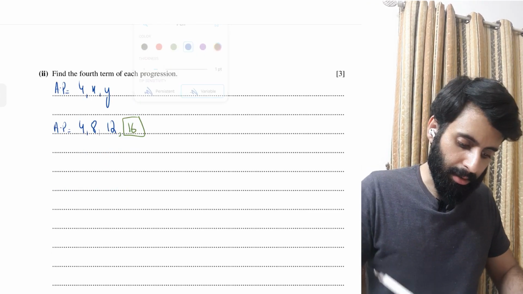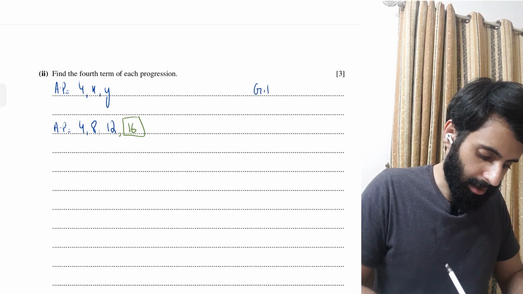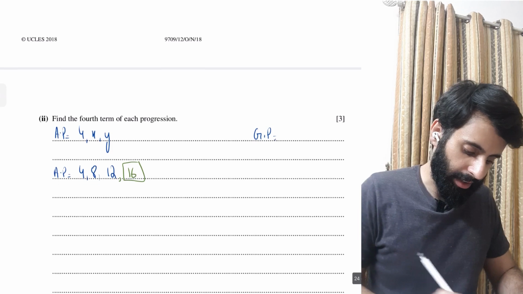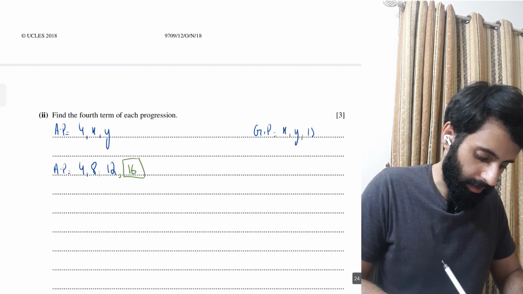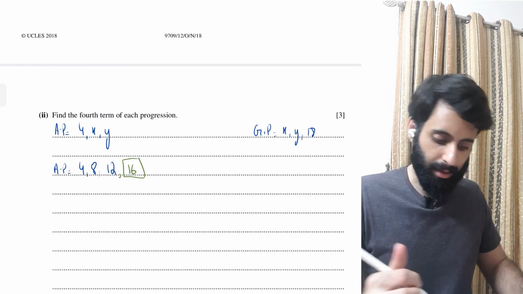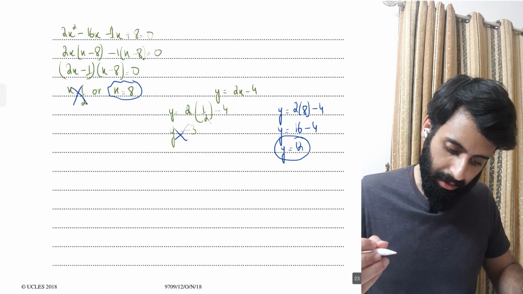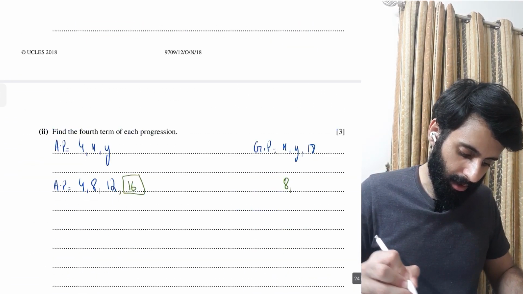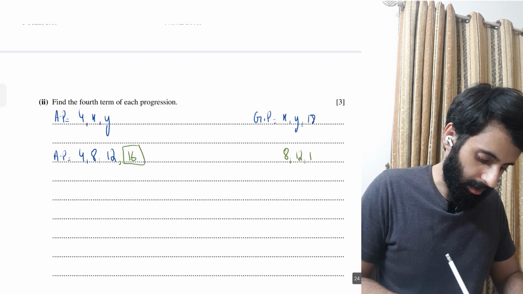Now let's write down the geometric progression. So the values of the geometric progression were x, y and 18. Now remember, we have the value of x and y. So x turned out to be 8, so let's write that down. y turned out to be 12, so let's write that down, and then 18.